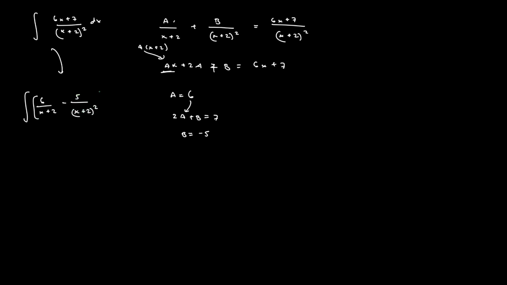And notice how for both of these terms we can find the antiderivative pretty simply. For the left term, this is simply 6 times the ln of absolute value of x plus 2. And then on the right side, we get -5 times x plus 2 to the -1 divided by -1. So then we just flip the sign, so it'll become +5 times x plus 2 to the -1. And we can re-express this whole thing as 6 ln of absolute value of x plus 2 plus 5 divided by x plus 2 plus c.